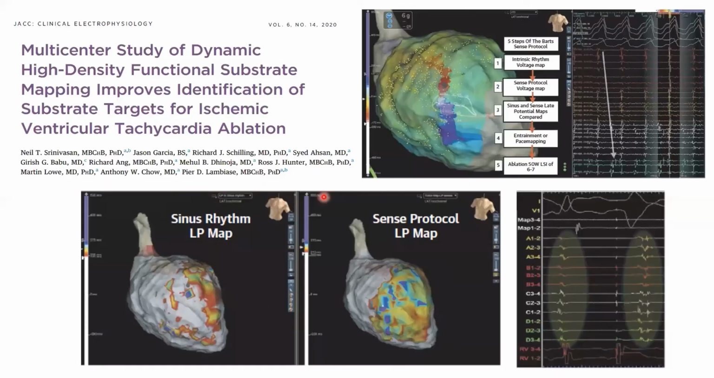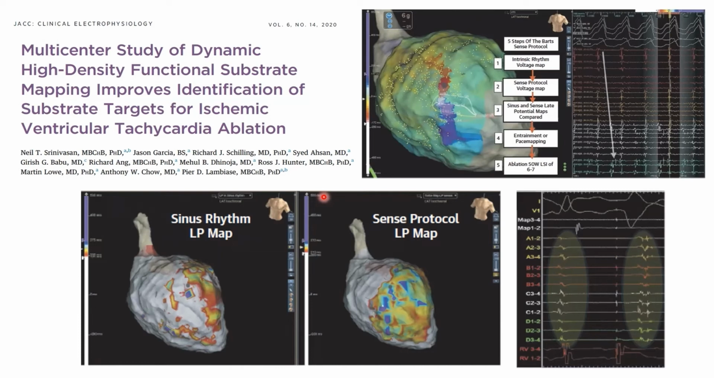A second study was published by the Bart's group, led by Professor Pierre Lambiase. And what this study did was, rather than doing a drivetrain and a single extra to identify the functionally active late potentials, they put a single extra in, the sensed extra, at VERP plus 20, again to stress the myocardium to its maximum.